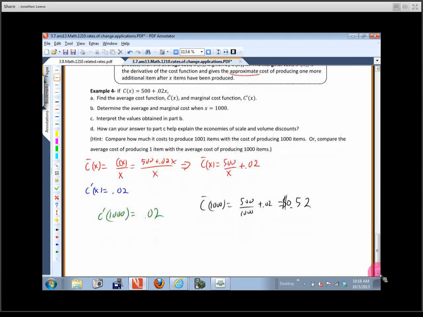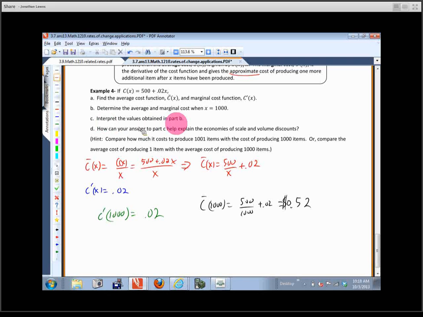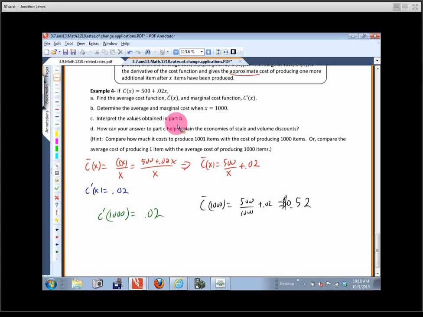Okay. And it says, interpret the values obtained in part B. So say what these mean. And it's basically what I just said. This right here is the average cost for each of those 1,000 items. Okay?